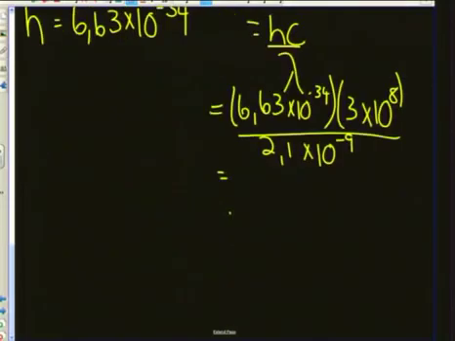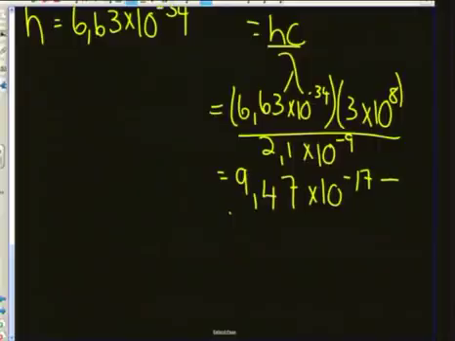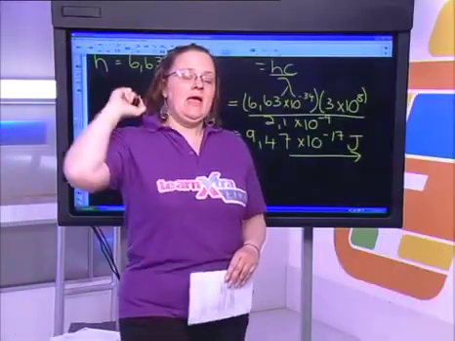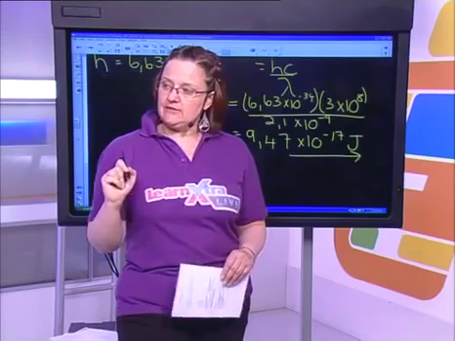Okay, let's just write 9,47 times 10 to the minus 17. They wanted the energy of a photon, so that is joules. Tiny, tiny, tiny, tiny, tiny. Okay? I think, Looney, it's time for a break.